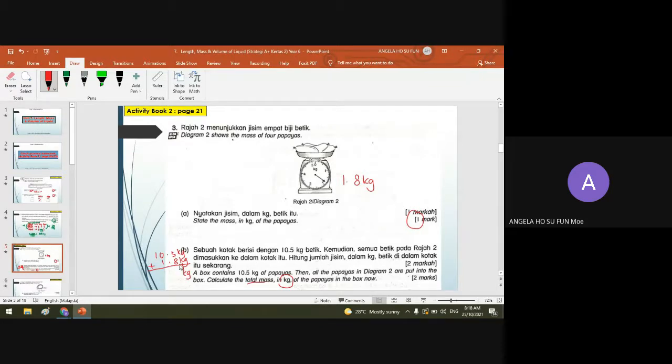5 plus 8 is 13, right? So put 1 up here. 1 plus 1 is 2. 1 is here 1. So the total mass now in the box will be 12.3 kilogram.